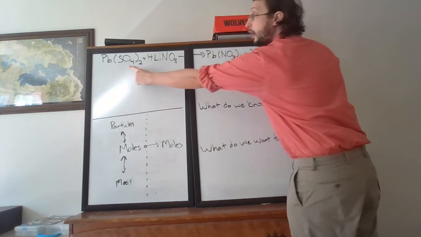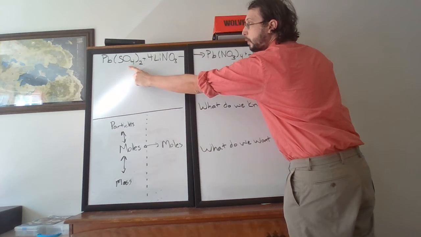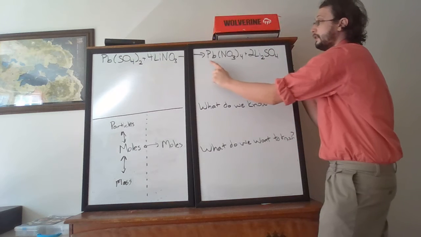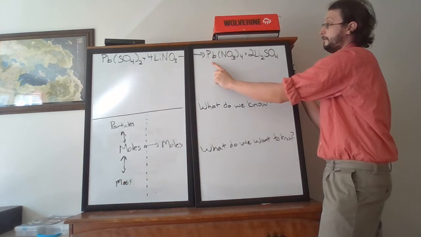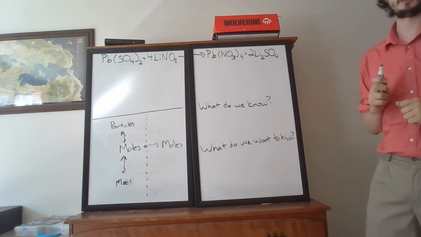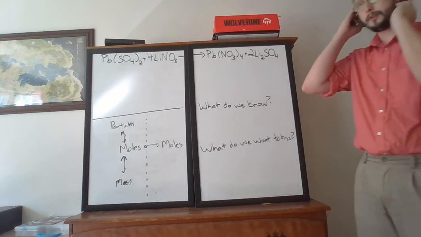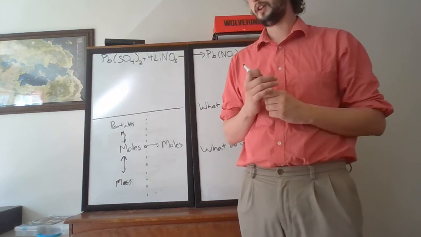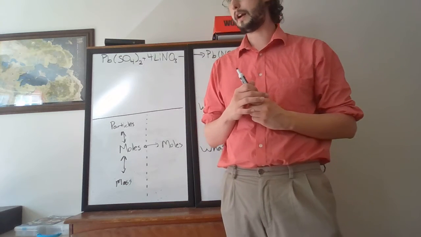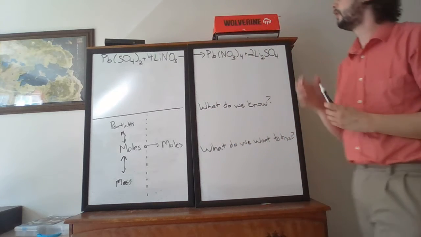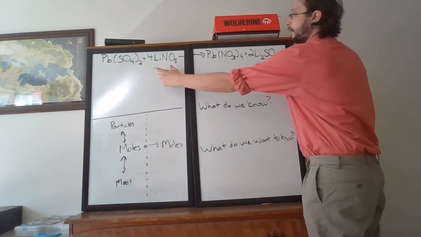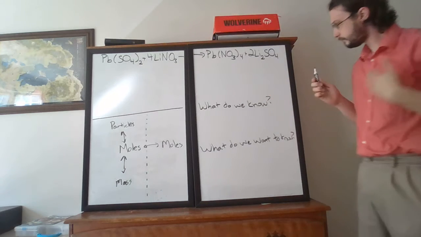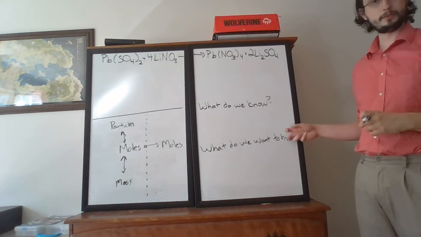So let's see, we've got lead 4-sulfate reacts with lithium nitrate to produce lead 4-nitrate and lithium sulfate. So the question in the document is how many grams of lithium nitrate will be needed to make 3.25 moles of lithium sulfate. So we want to know how much of this do we need to get 3.25 moles of this. So looking down here, let's answer some of these questions.